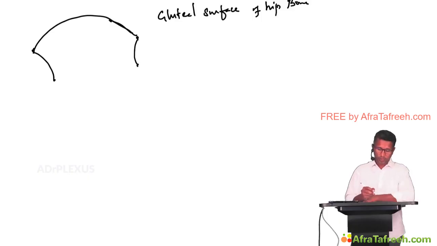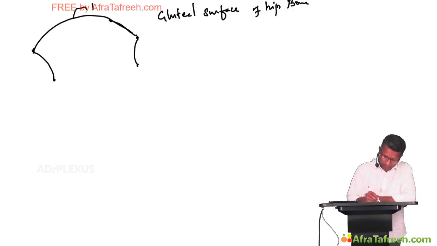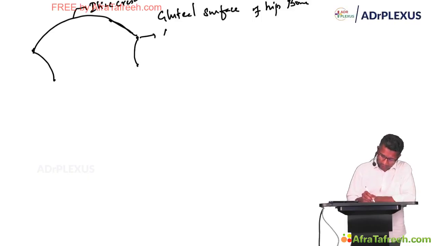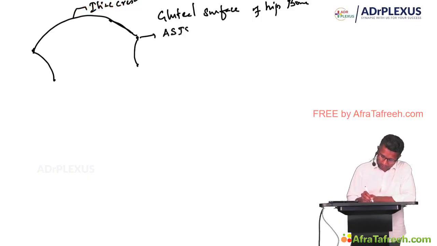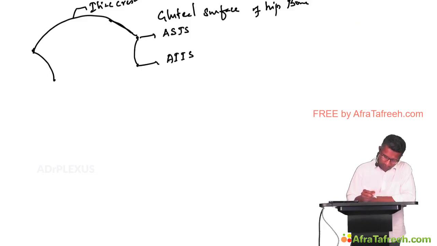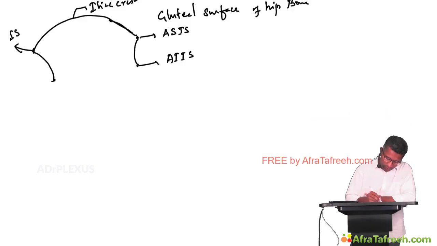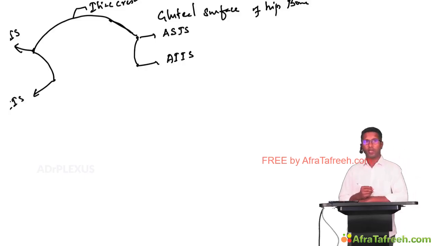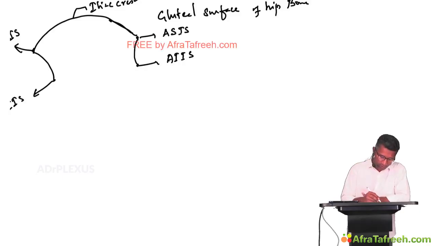What are the things you see here? What you see here is the iliac crest. What you see here is the anterior superior iliac spine, the anterior inferior iliac spine, the posterior superior iliac spine, and the posterior inferior iliac spine. So you are seeing the gluteal surface. This posterior inferior iliac spine, as we have already seen, continues as the greater sciatic notch.